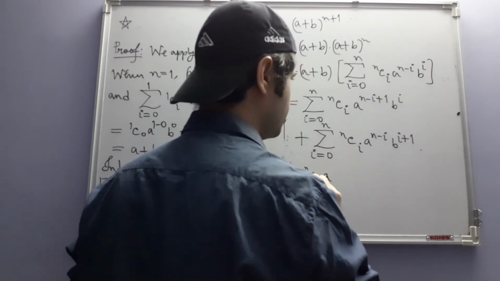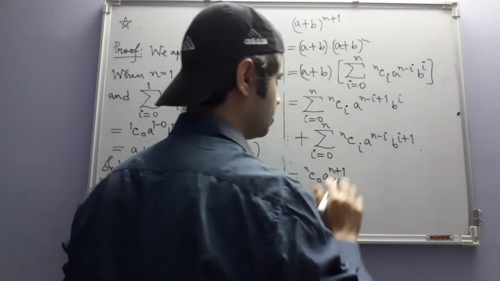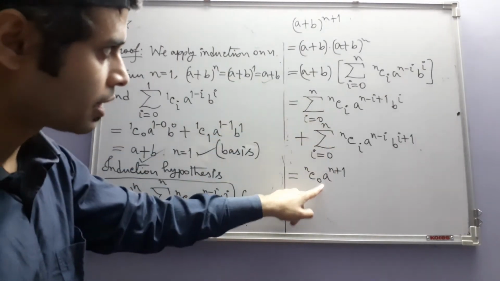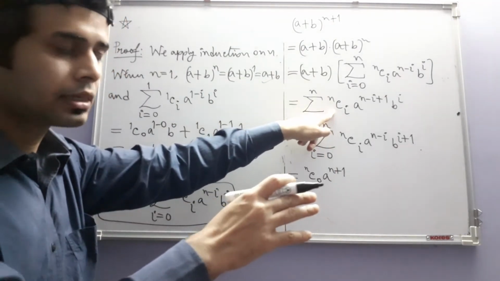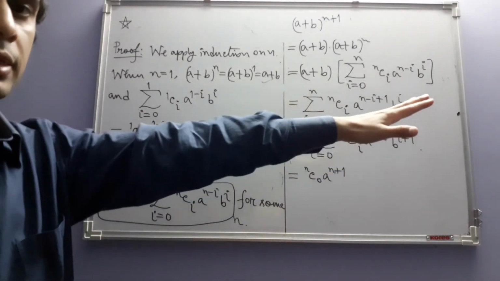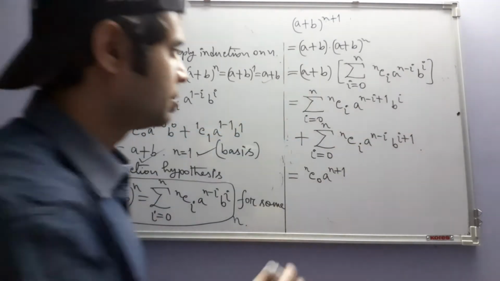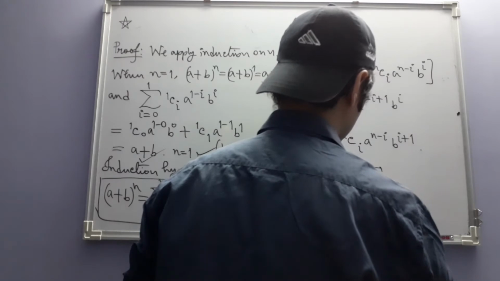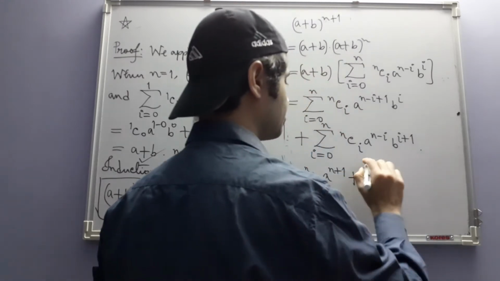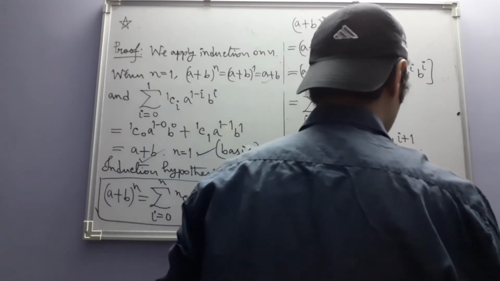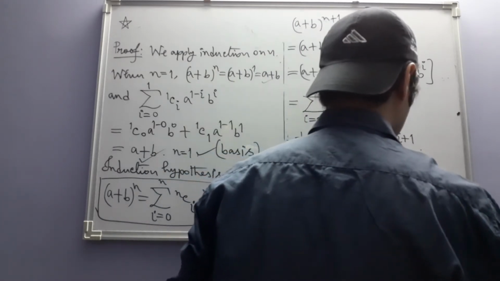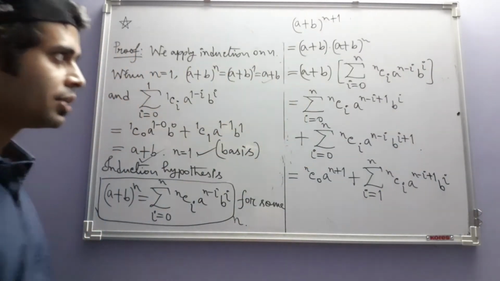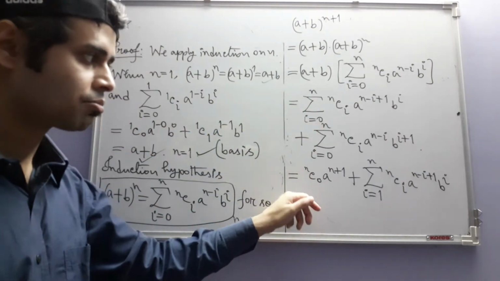times a to the power n plus 1, because I am putting i equal to 0, and b to the power 0 is b. So this is the first term of this sum. What about the other terms? The other terms I am not writing as a full sum, but using the summation notation. So here I am writing i equal to 1 to n, nCi a to the power n minus i plus 1 times b to the power i. So I have written this sum as its first term plus the rest of the terms.